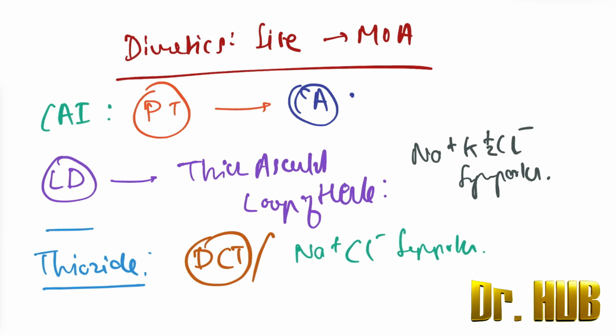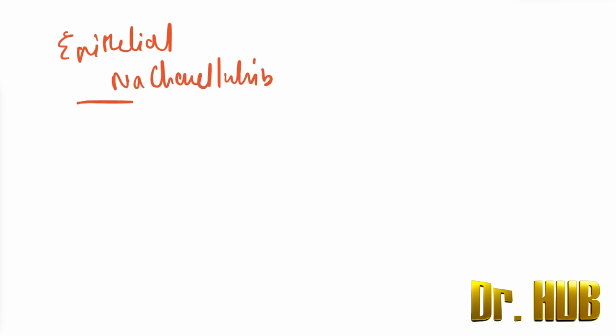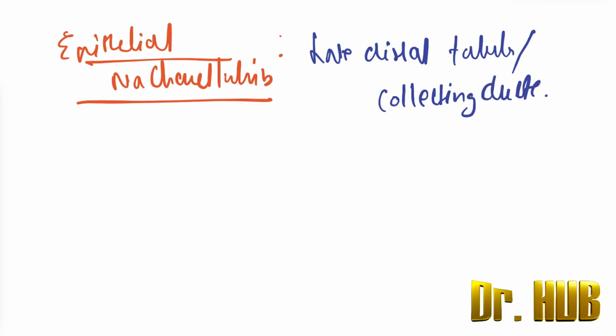Then we move on to the epithelial sodium channel inhibitors. Under this, the site of action will be the late distal tubule and collecting ducts. What will be the enzyme or transporter inhibited? It is going to be the ENaC.